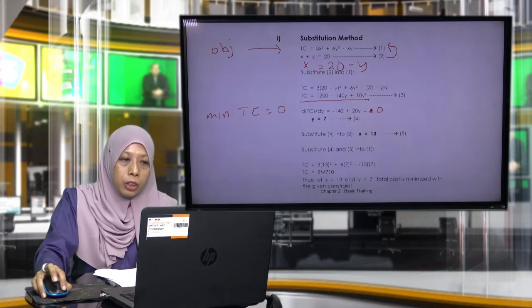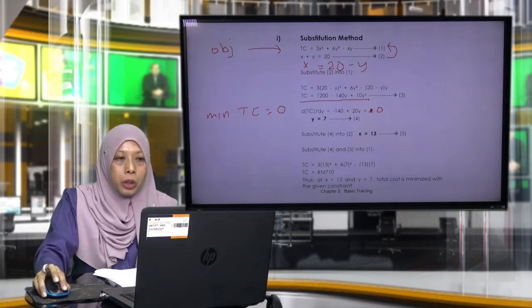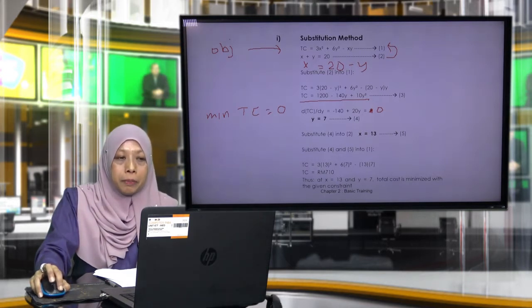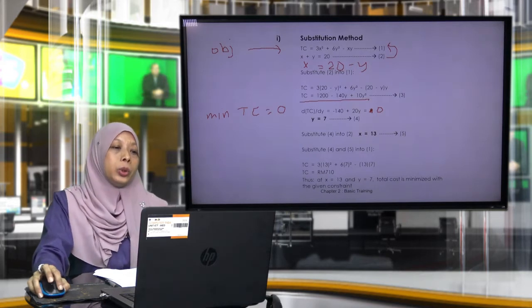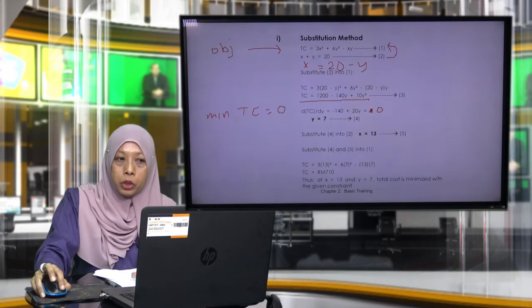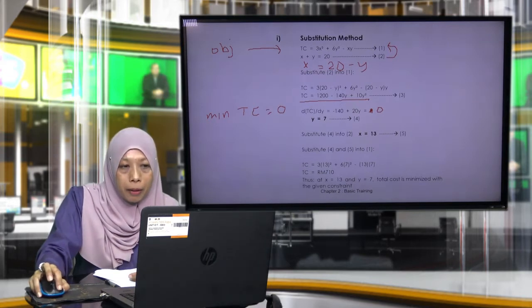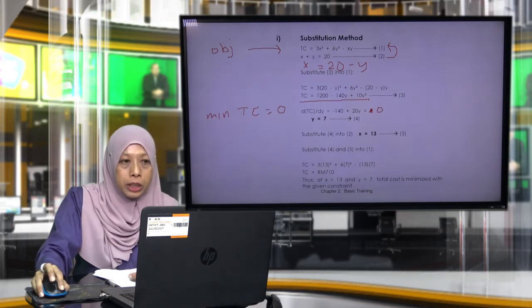Once you have solved the value for one variable, definitely you can find the value for x. Because you know that x plus y is equal to 20, if y is equal to 7, definitely x must be equal to 13. So to minimize total cost given the constraint, the total amount of y to be produced must be 7 and the total amount of x must be 13. Notice that when you sum up the two values, you still fulfill the limitation, which is 20 units.